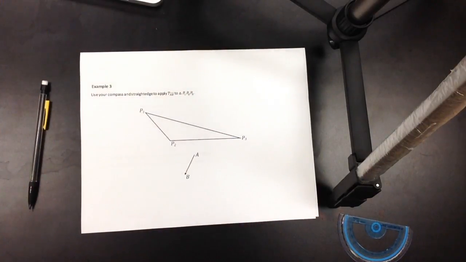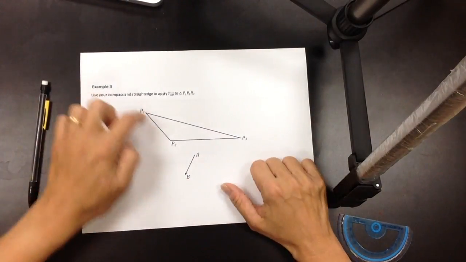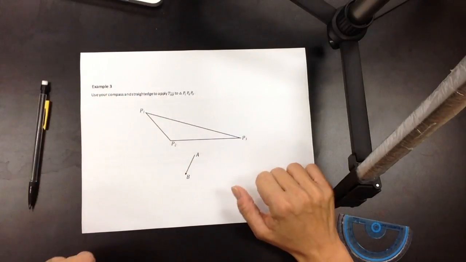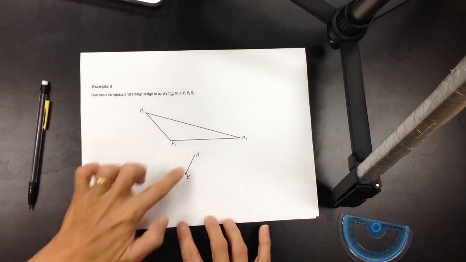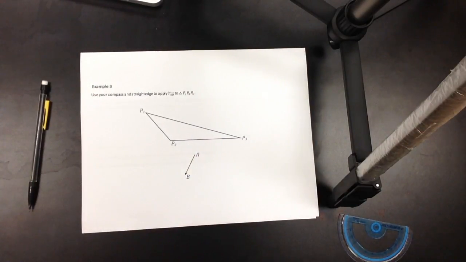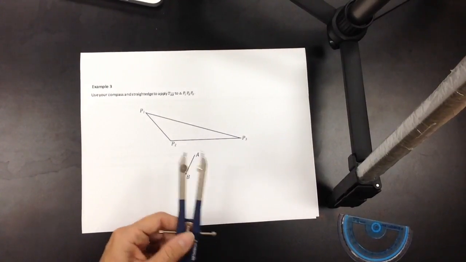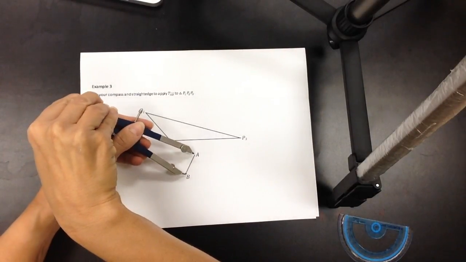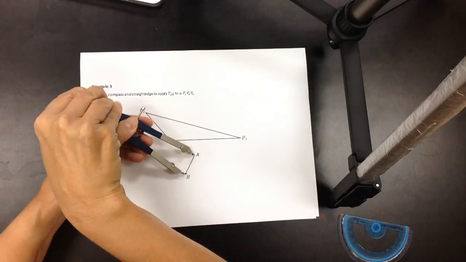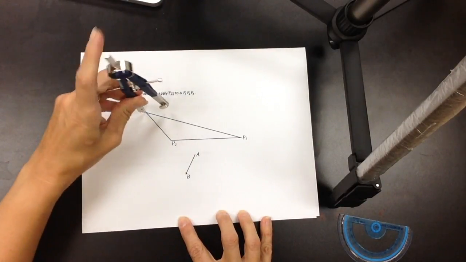Okay, the next thing we're going to do is use our compass and straight edge to apply translation from ray AB to triangle points 1, 2, and 3. So we're going to slide this triangle in this direction using this ray of translation. All right, the first thing I'm going to do is find radius AB. And I need 3 circles, one around each one of the points.